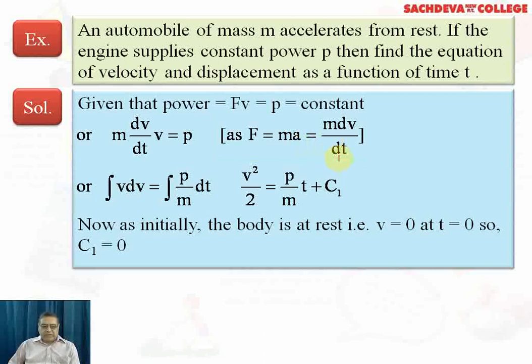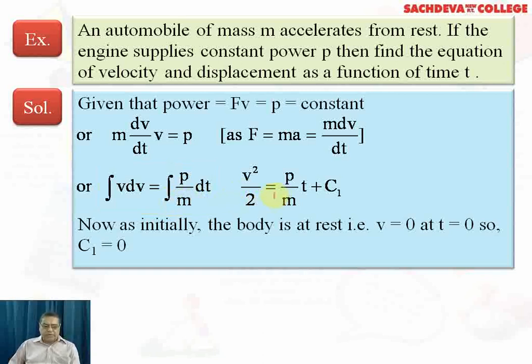Now we have to integrate the function. First of all, m dv over dt times v is equal to P, which can be written as v dv equals P over m dt. On the left side we write v dv. Now we integrate the function: integral of v dv is equal to integral of P over m dt. When we integrate v, meaning v to the power 1, we get v square over 2, which is shown on the right side.